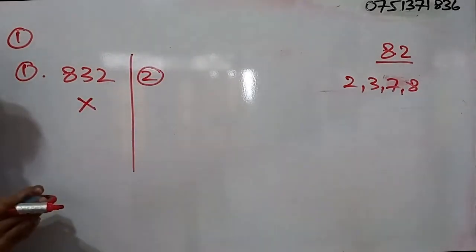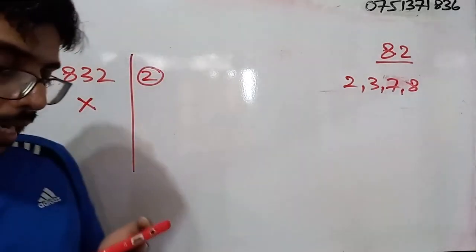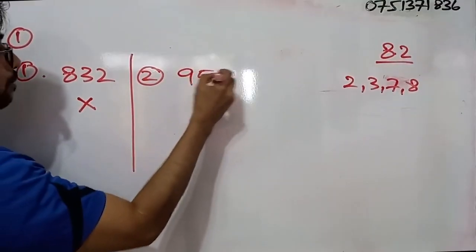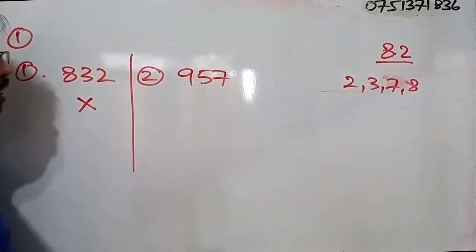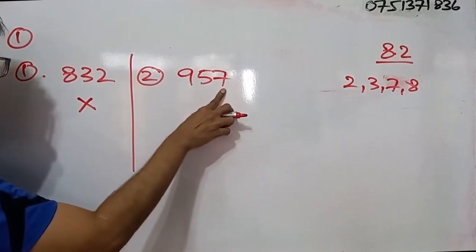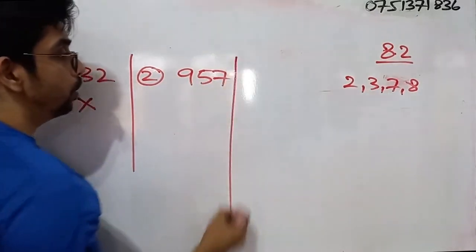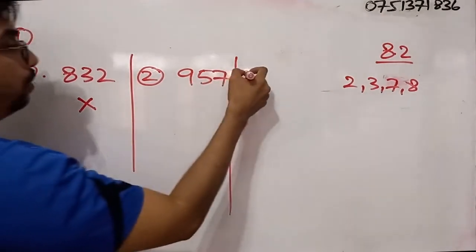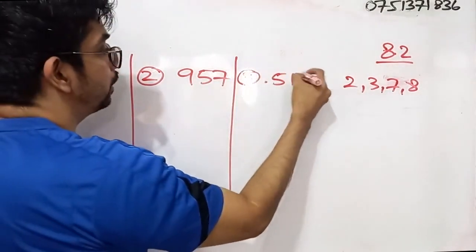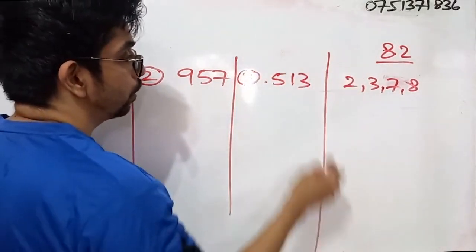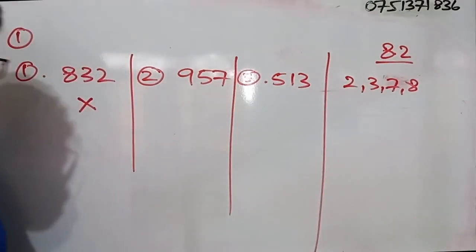Right? Question number 2. What is the number that we have? 957. Right? So the digit on the ones place is what? 7. So this is not also a perfect square. Third one, we have 530. Right? So the digit on the ones place is what? 3. So this is not a perfect square either.